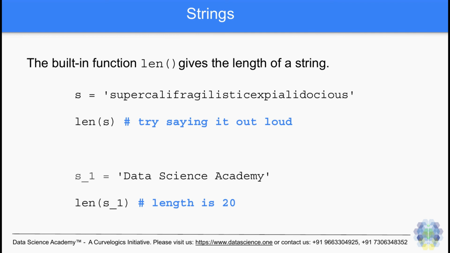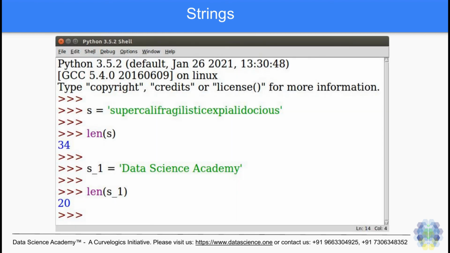The built-in function len gives the length of a string. This is a useful function for string manipulation. Try finding out the length of the word supercalifragilisticexpialidocious, which means, all that is grand, great, glorious, splendid, superb, and wonderful. Note that, in the second example, the length also includes the space between the words.